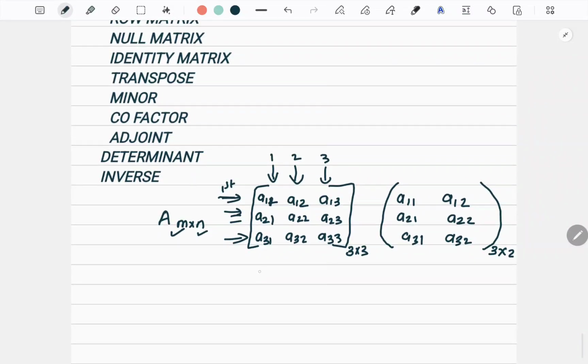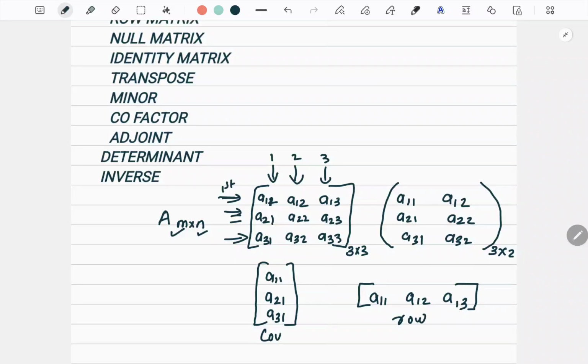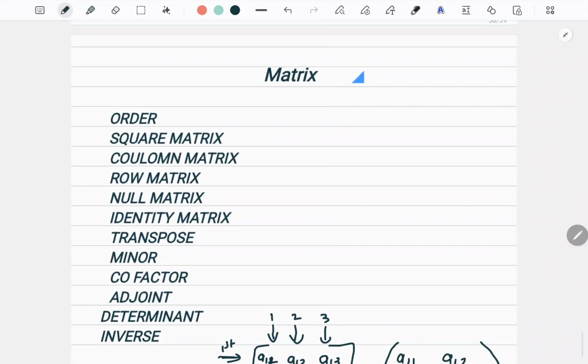Now if there is a matrix which has only one column like this: A11, A21, A31, this is called the column matrix. And if I write it like this: A11, A12, A13, this is the row matrix and the other is the column matrix. Right? So if I go to the points which I need to understand, now we are clear what is the order of a matrix. We are clear about what is a square matrix, when the number of rows and columns are equal. What is a column matrix I explained to you. What is a row matrix I explained to you.